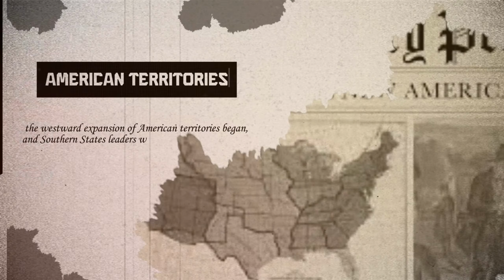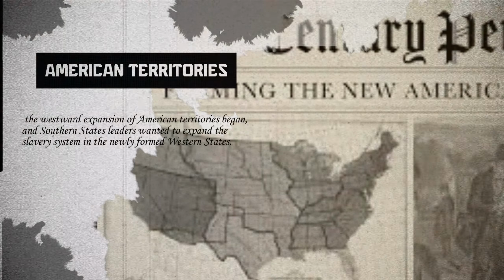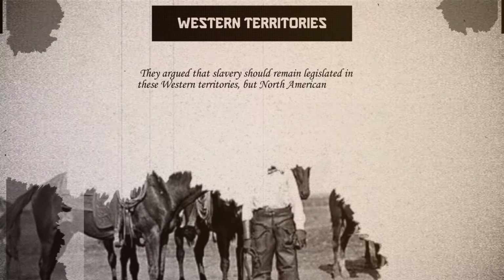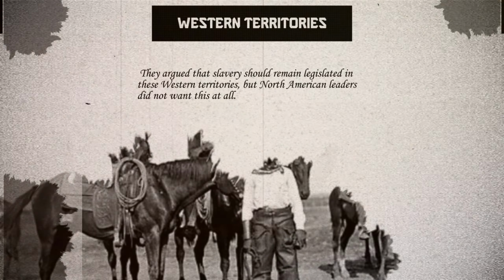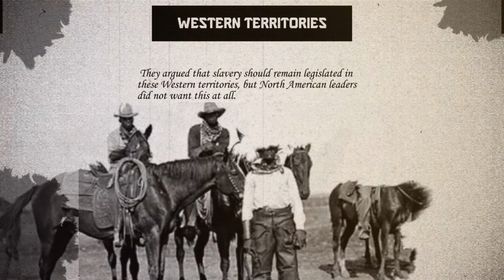Meanwhile, the westward expansion of American territories began, and southern states' leaders wanted to expand the slavery system in the newly formed western states. They argued that slavery should remain legal in these western territories, but northern leaders did not want this at all. Northern states were opposing the slavery system, and this led to increasing conflict between these two regions.